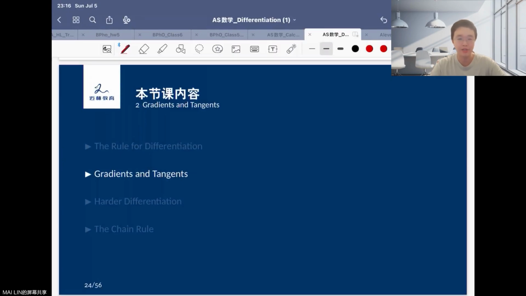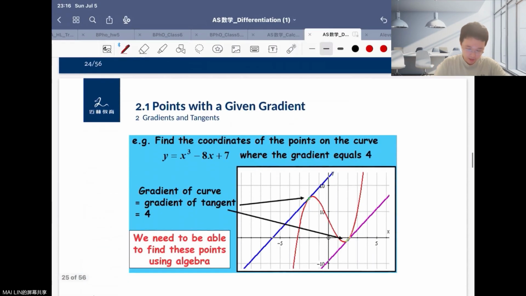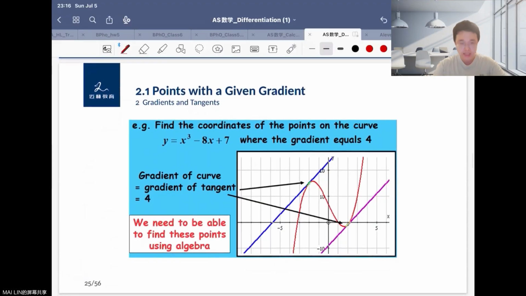Okay, hello guys. Today we are talking about gradients and tangents. Okay, so moving to the first part of it. First, let's see the graph. Here it says y equals x cubed minus 8x plus 7. Here it has a gradient equal to 4, right? So the problem is how to find the 2 points where the tangent gradient equals 4.